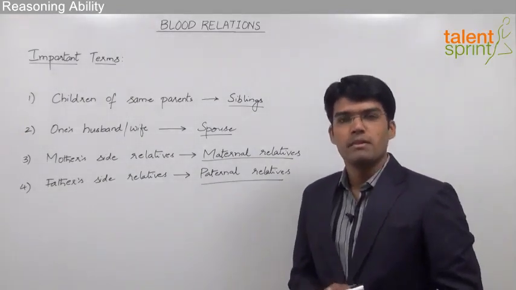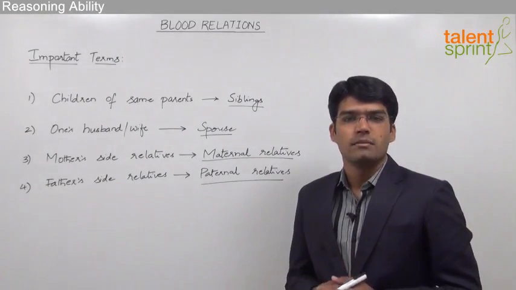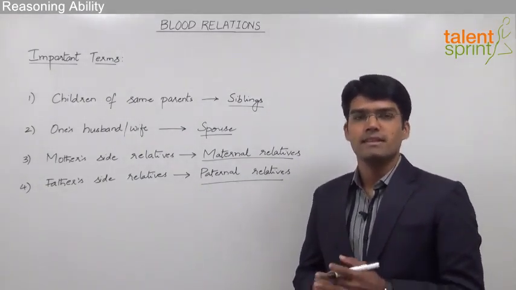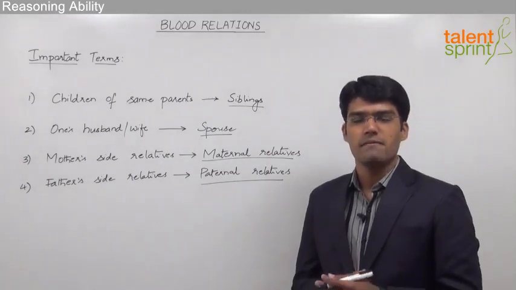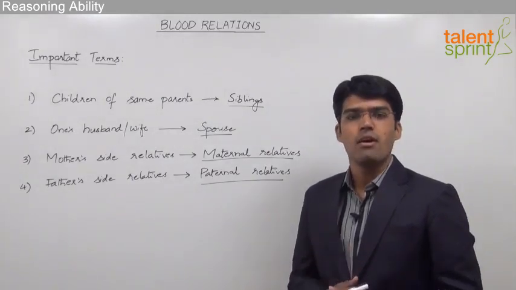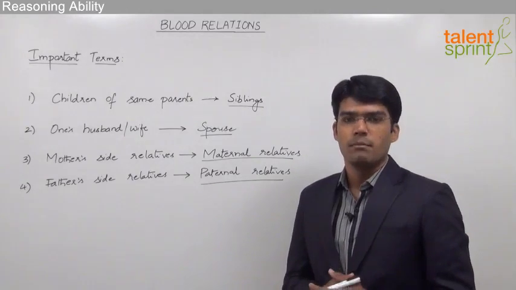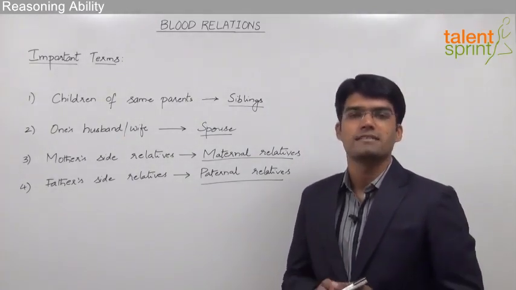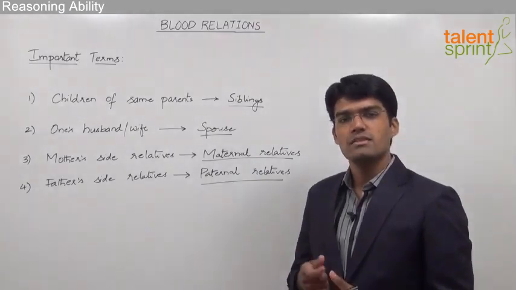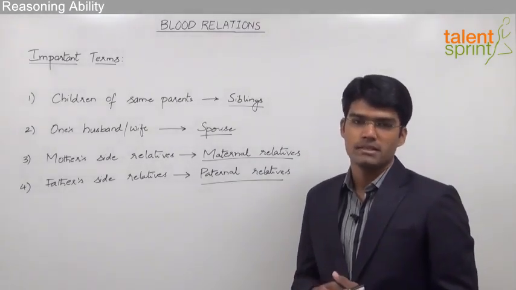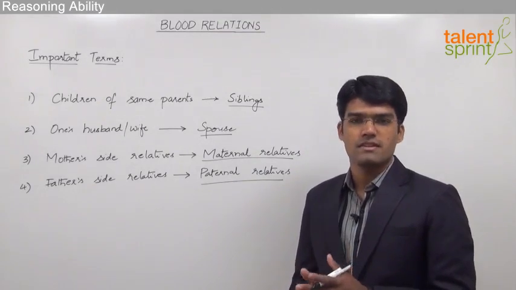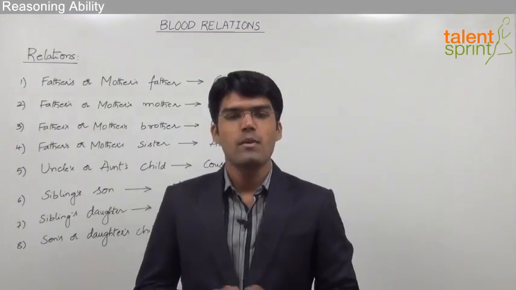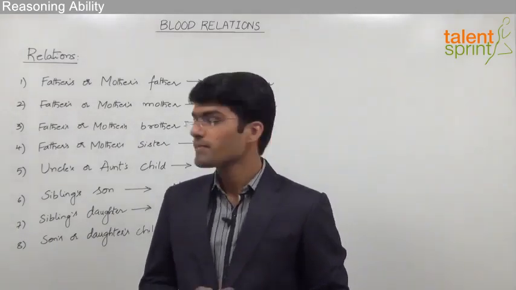For example, we know that uncle is nothing but mother's or father's brother, but to be specific, mother's brother and father's brother can be differentiated as maternal uncle or paternal uncle. That means maternal uncle is mother's brother and paternal uncle is father's brother. Similarly, we can use these terms maternal or paternal for all relations which are similar on mother's and father's side. Let us now understand some important relations.